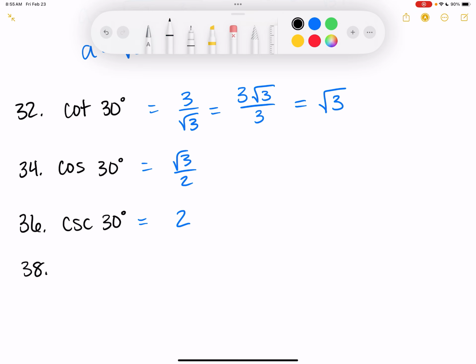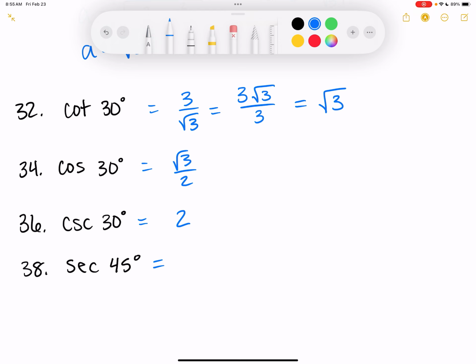38. Secant of 45 degrees. I feel like we had this one on the quiz, or something similar to it. So secant goes with what function? Cosine. And the relationship between secant and cosine is flipping, or flipped. So what is the cosine of 45 degrees?